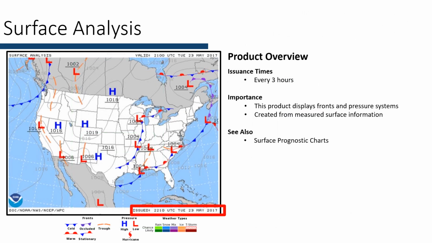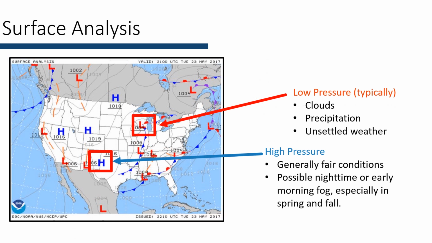Now let's move on to surface analysis. The surface analysis is issued every 3 hours and displays fronts and pressure systems. Low pressure systems, denoted by a red letter L, are commonly associated with clouds, precipitation, and unsettled weather. High pressure systems, denoted by a blue letter H, are commonly associated with fair weather conditions. However, they may also be associated with nighttime and early morning fog, especially during spring and fall.